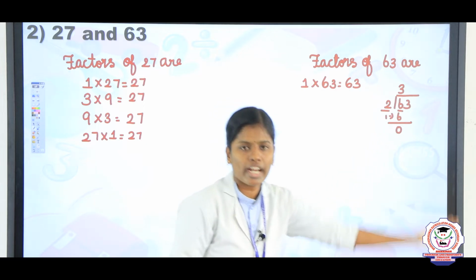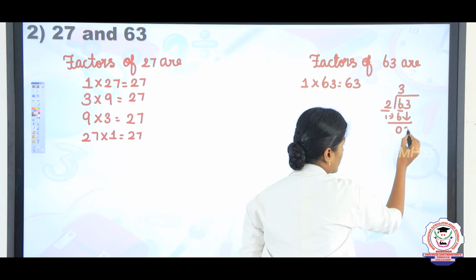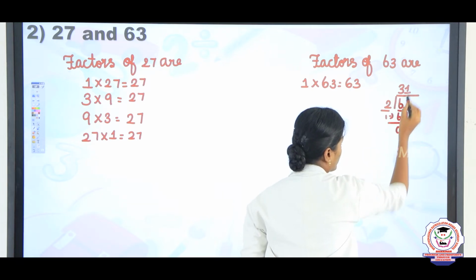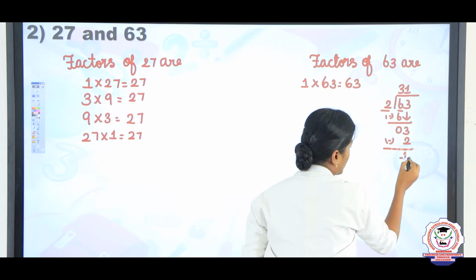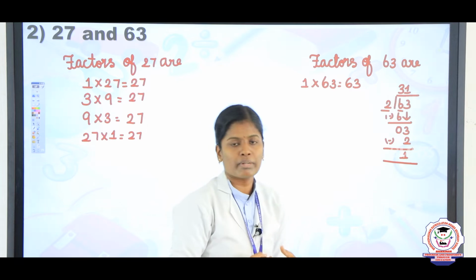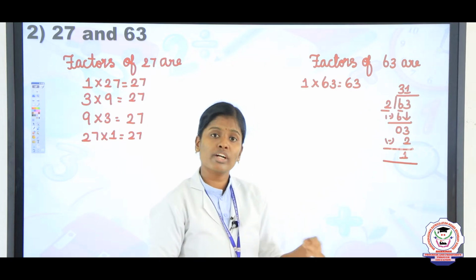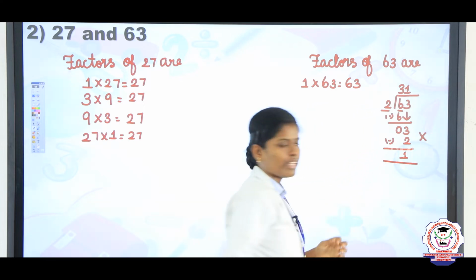Then you should bring down another number. So our next number is 3. You bring down 3. Again we will take 1 2s are 2. Now 3 minus 2 is 1. Here the remainder we got is 1. So it is not possible. It is not a factor. 2 table is not a factor of 63. Next we are going to take the 3 table.